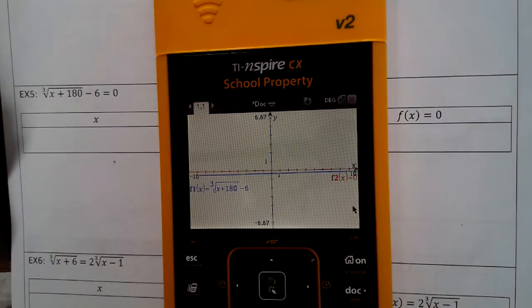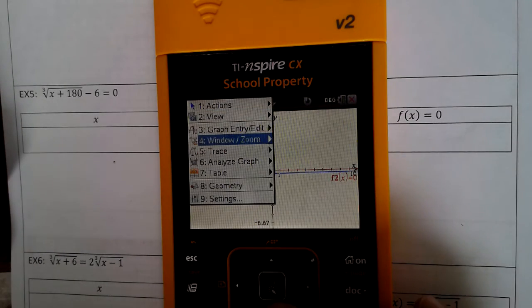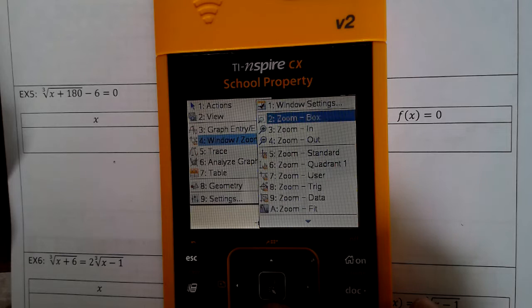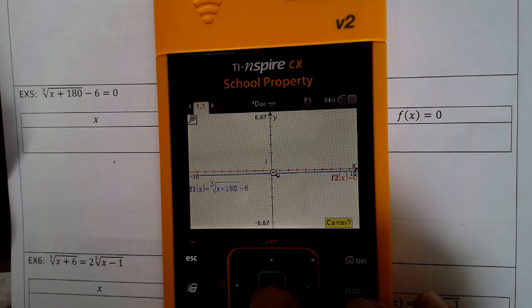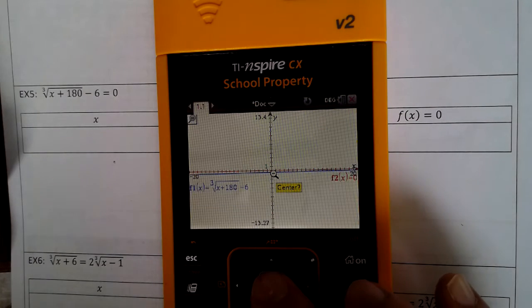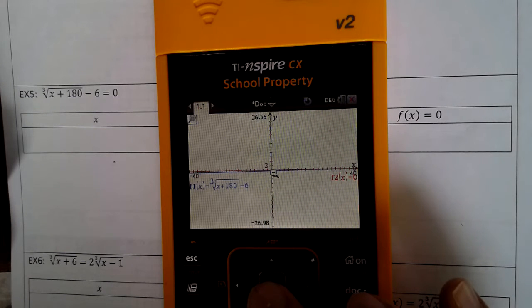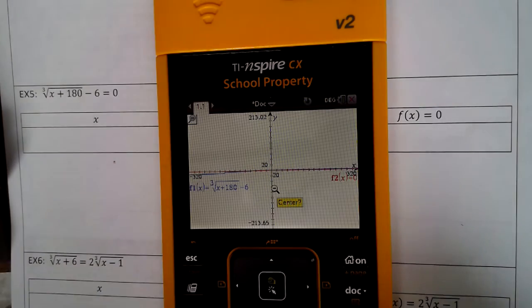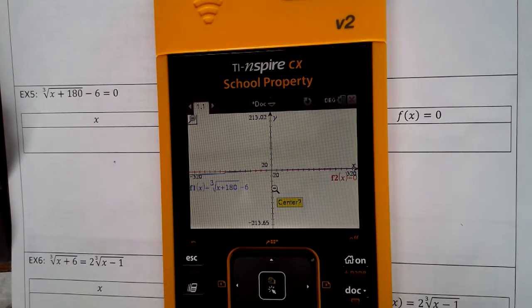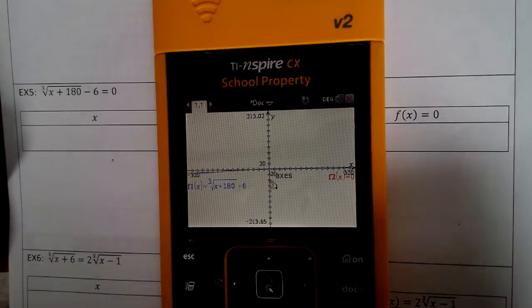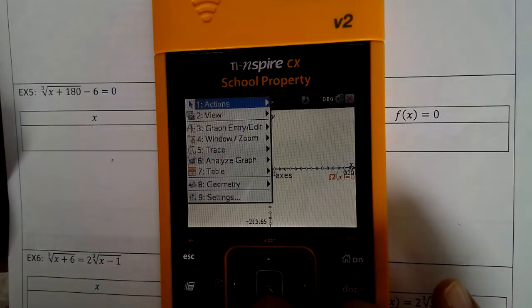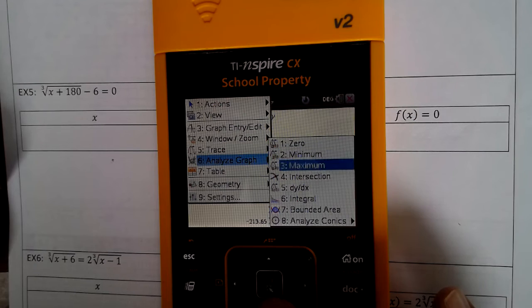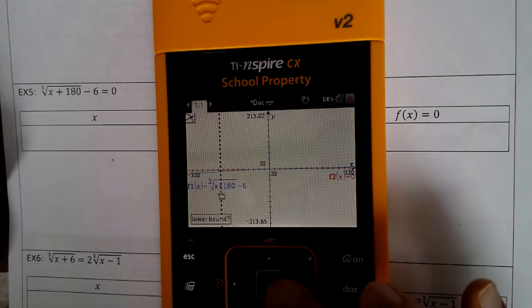And I'm going to click until it looks like they intersect. So it looks like I've zoomed out enough to where I can find an intersection. So I'm going to press escape, menu, analyze, intersection. I'm going to move my cursor all the way to the left. Click, slide until I see the word intersection.